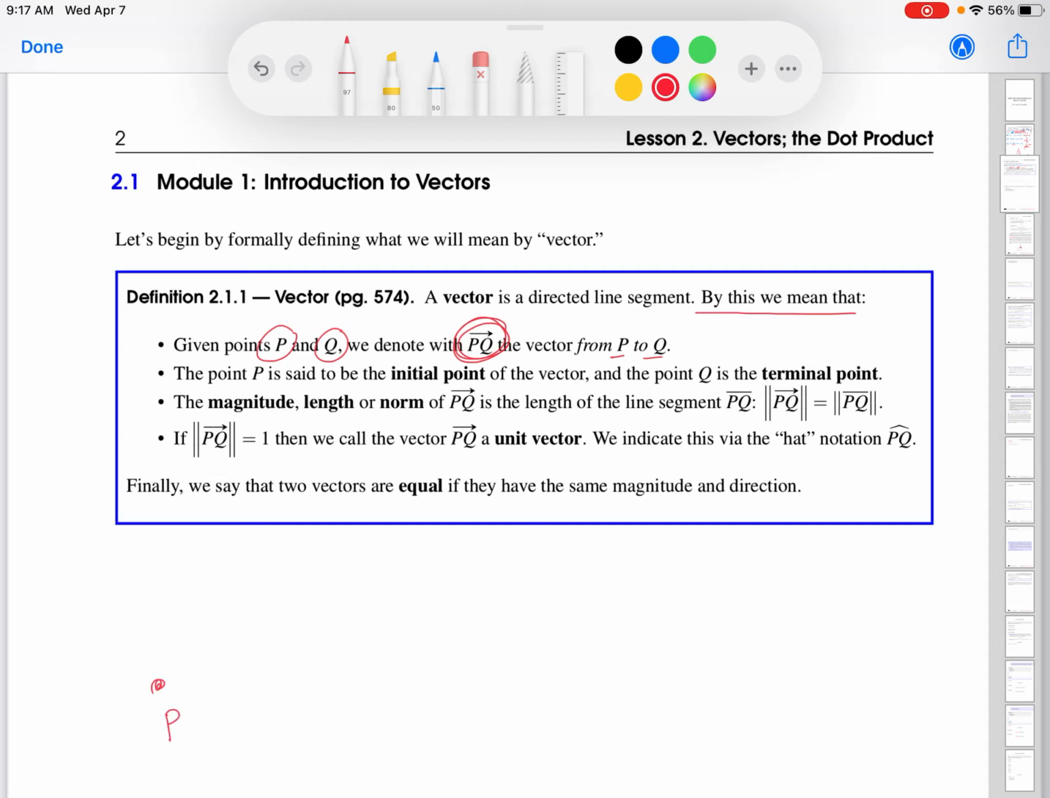So this might be a point P down here. This might be a point Q up here, and then I want to go in that direction. And this arrow would then be the vector PQ with an arrow. Great. So the second thing is that the point P is the initial point of the vector, and the point Q is the terminal point. We call the magnitude, length, or norm, all synonymous in this context, of the vector, the length of the line segment. So this explains why we called it a directed line segment, so we could find the length of the line. And then we have this terminology.